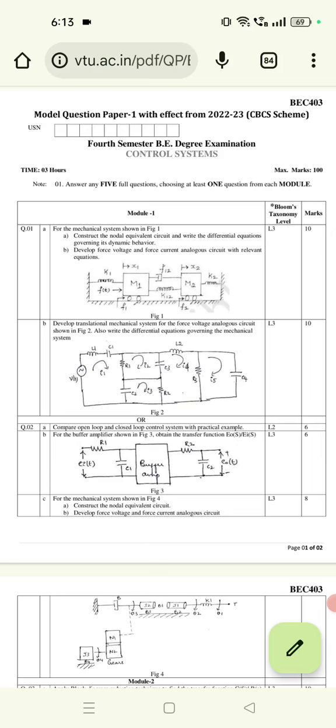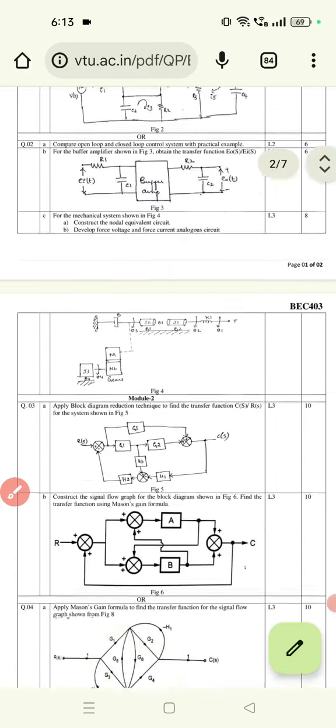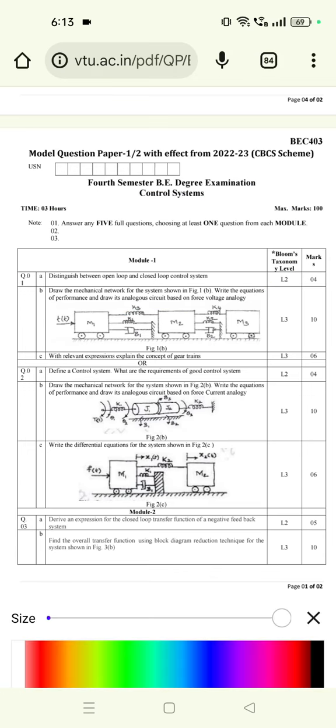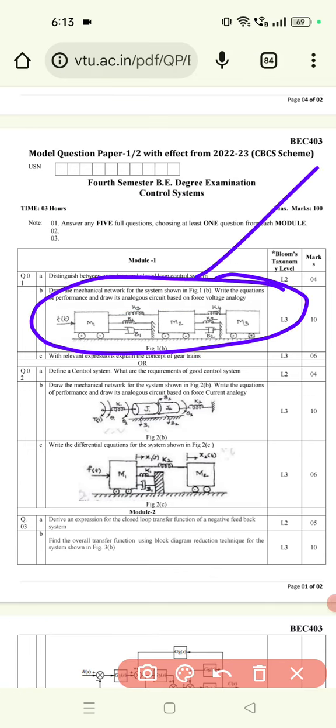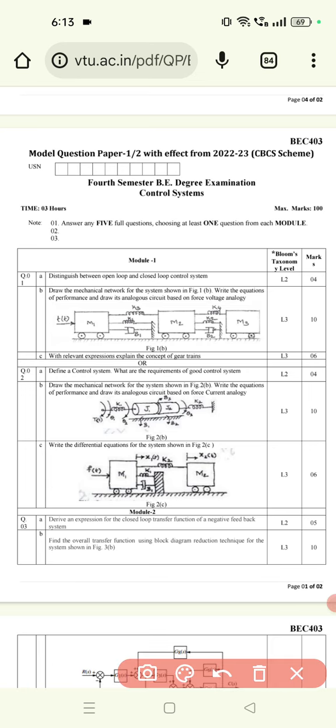You can look at question number 1 and compare it. This question number 1 is about the mechanical system. They have given: construct the nodal equivalent circuit and the differential equations, and find the force-voltage and force-current analogous equations. If you see question number 1b of the second paper, it is the same. So these types of questions will repeat. They will give the mechanical system and ask you for the force-to-current and force-to-voltage equations. So this is a more likely question in your question paper.